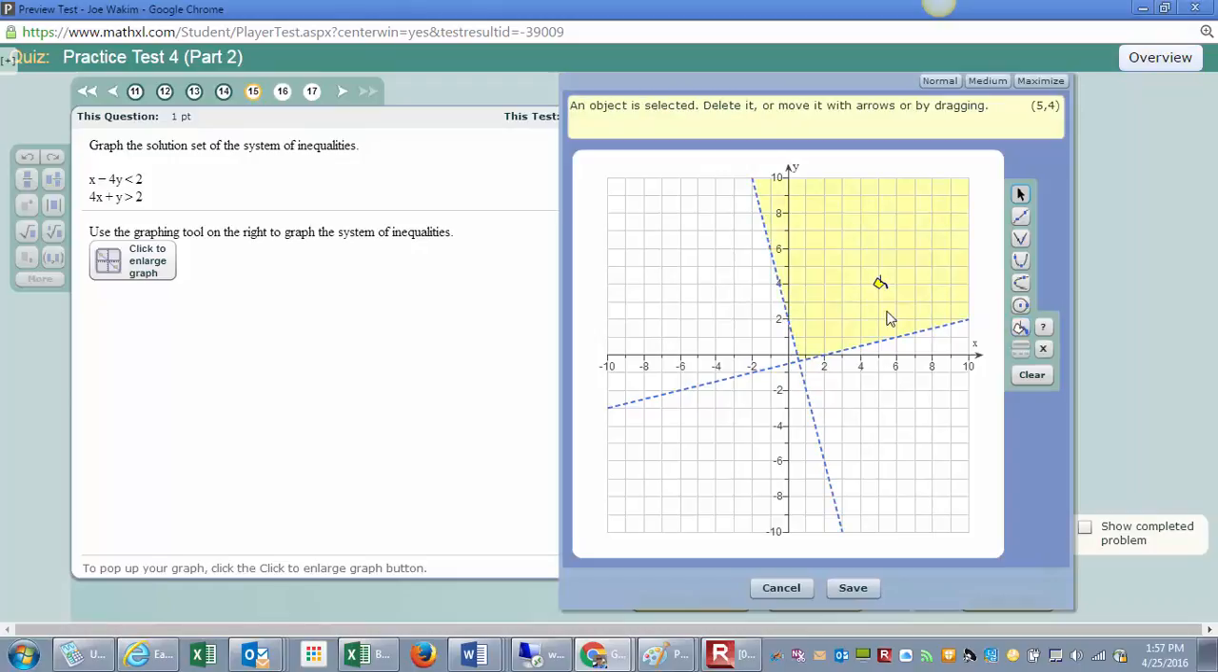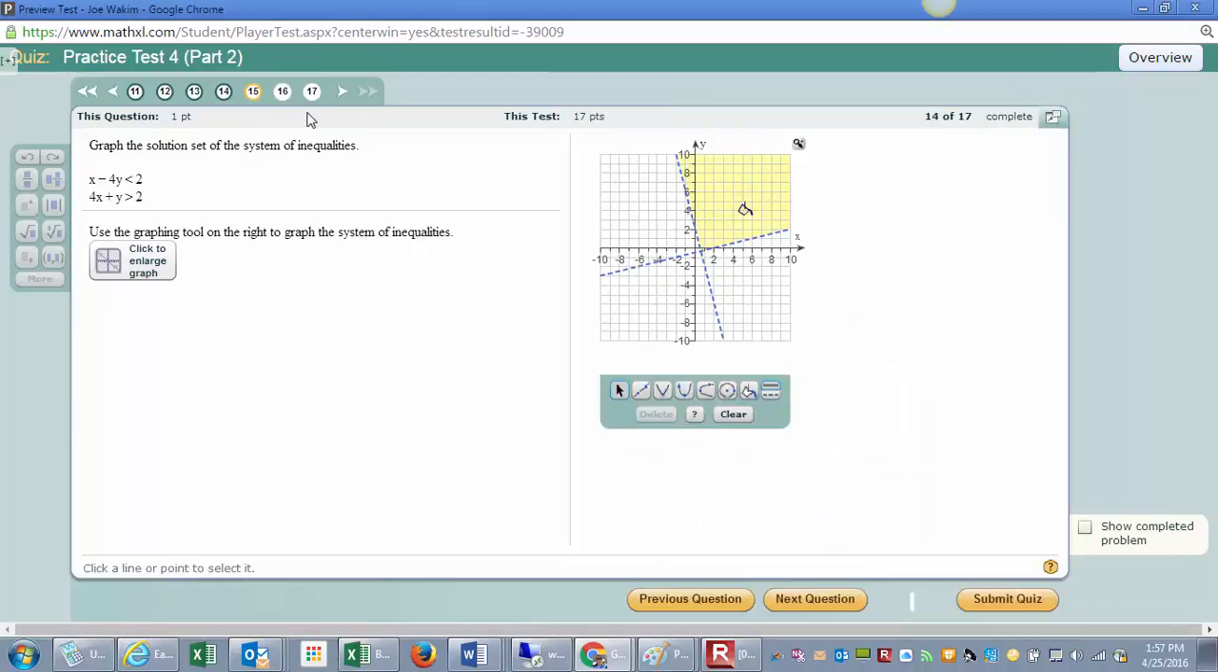Let's try again. Again, 0 plus 0 is less than 2 for this line. So the top works because 0 is here. But for the second line, 0 is not greater than 2. So here does not work. It should work here. And here is the overlap. Save. Let's do number 16.